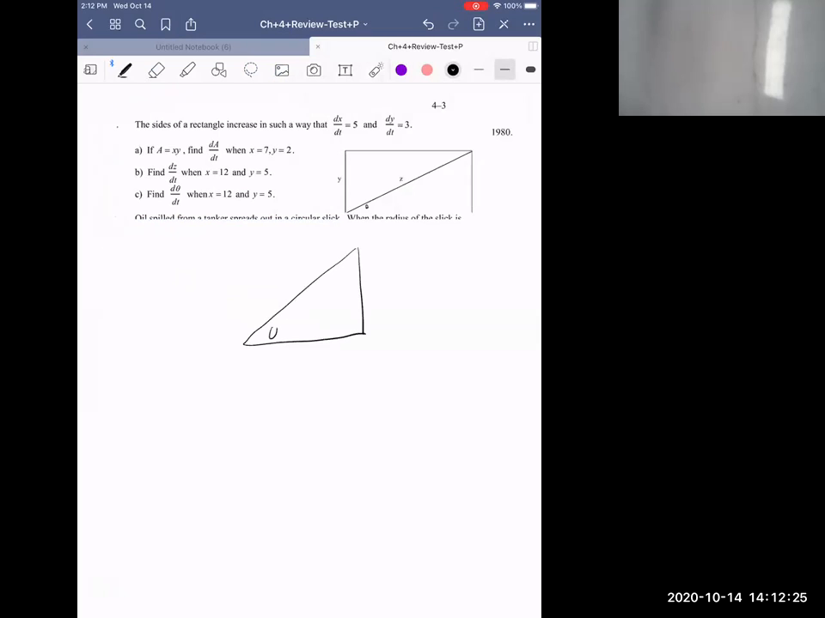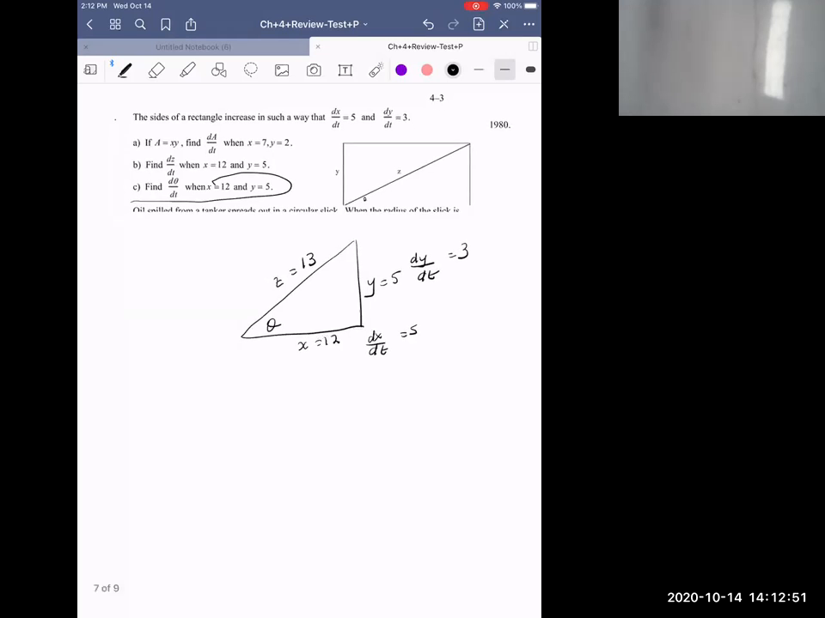So here's our theta, and of course this is x, this is y, this is z, and what we know is that dx/dt is 5, and dy/dt is 3. And we also know in part C that x is 12 and y is 5. So that means this is going to be 13, right? 144 plus 25 is the square root of 169. So we're going to find d theta/dt.